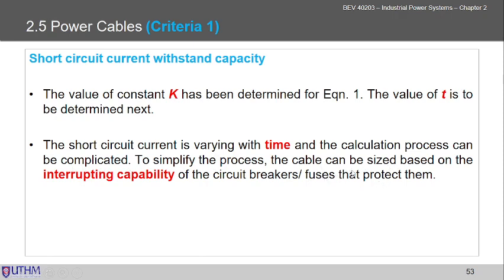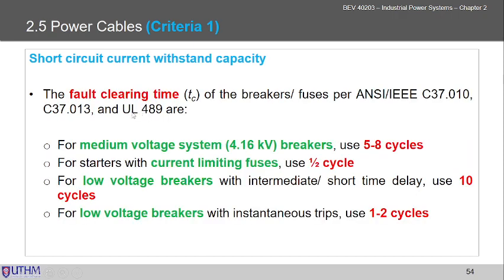So the cable can be sized based on the interrupting capability of the circuit breaker or fuse. So it depends on what type of fuse or circuit breaker you use. For the fault clearing times, this is to calculate the fault clearing time only. This is one of the time factors for the T just now. It is not the total time factor.